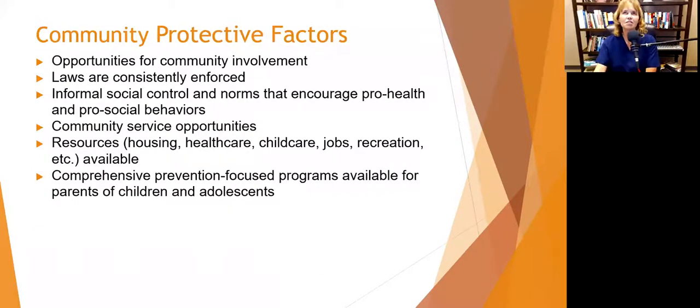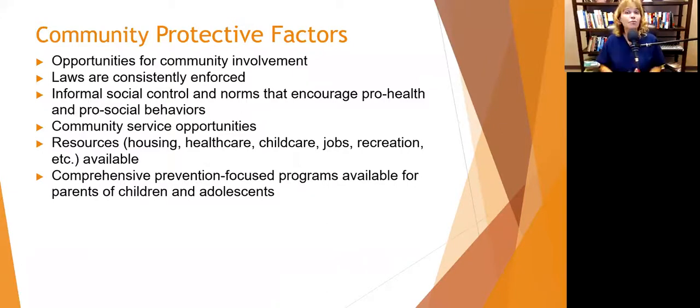Community protective factors include opportunities for community involvement, including volunteering, laws that are consistently enforced, informal social control and norms that encourage pro-health and pro-social behaviors, and community service opportunities and resources. Now, obviously, this pertains more to the parents than the children, but children need to have safe housing and health care. They need to have somewhere to go, so childcare is important. It's important that parents have jobs, or access to some sort of income, so they can have less stress and they can afford to keep a roof over the head.